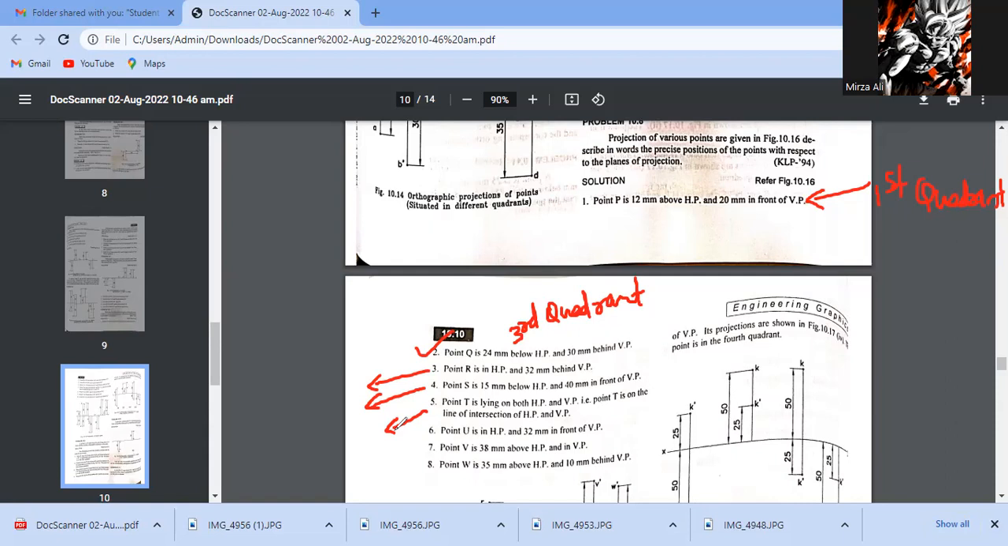Correct. Why? Because the point V is 38 mm above HP and in VP. Above HP means first or second. Above HP and in VP, that means either first or second. Then question number eight.